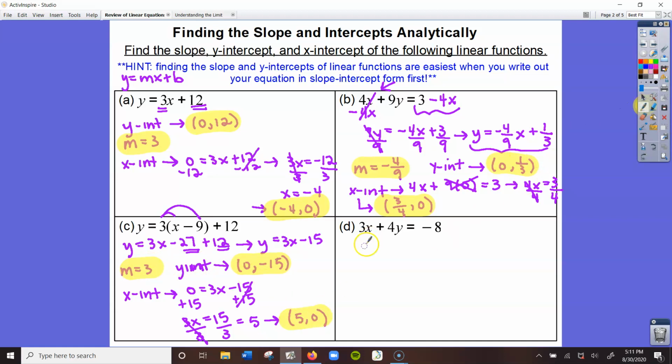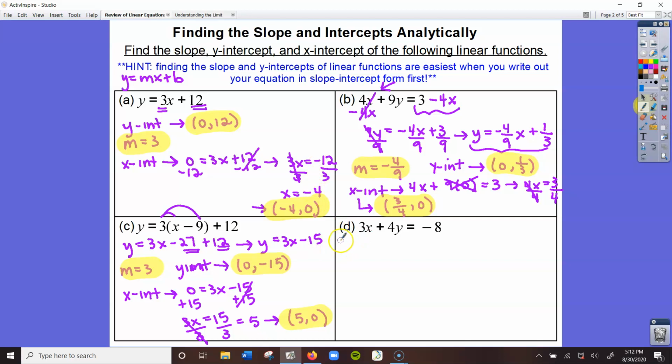Now this final one here, we have 3x plus 4y is equal to negative 8. Again, this is a general form, much like in part B, so we can either write it as y equals mx plus b first, or we can solve for the intercepts first. Since I wrote it as y is equal to mx plus b first in part B, I'm going to go ahead and solve for the x-intercepts and the y-intercepts before, to vary it up so you can see both methods.